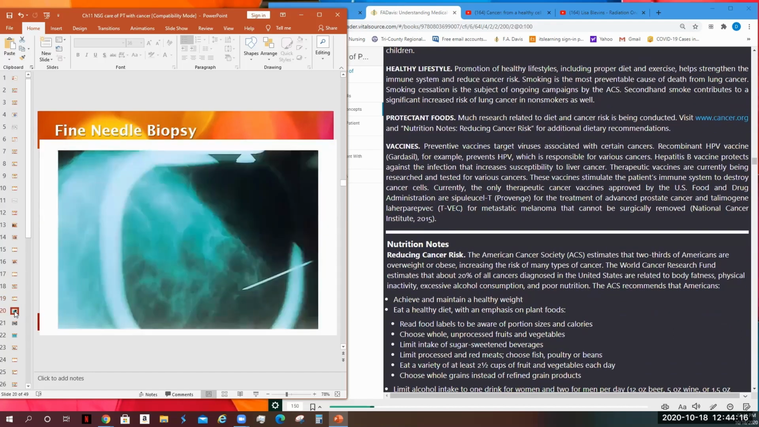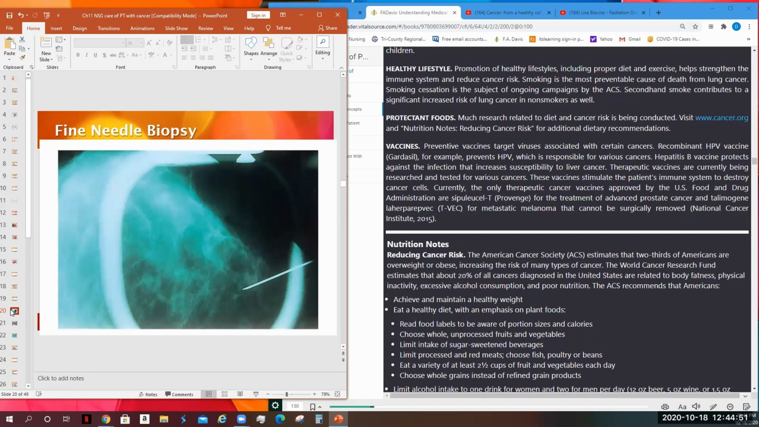Vaccinations. Preventive vaccines target viruses associated with certain cancers. Recombinant HPV vaccine, Gardasil, for example, prevents HPV, which is responsible for certain cancers. Hepatitis B vaccine protects against the infection that increases susceptibility to liver cancer.